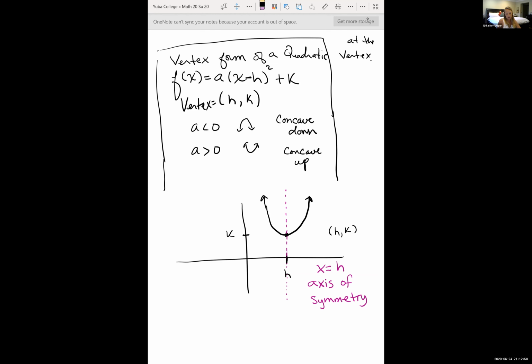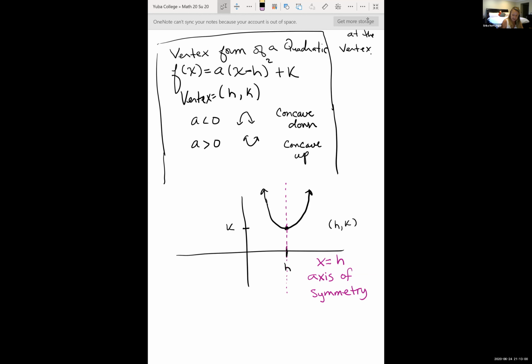Notice depending on which direction your parabola faces, depends on what your range is going to be. Domain is all real numbers, but if our parabola faces upward, notice that the Y values that we're going to get are going to be equal to or greater than the vertex, the Y value of the vertex. So we can determine the range depending on which direction.